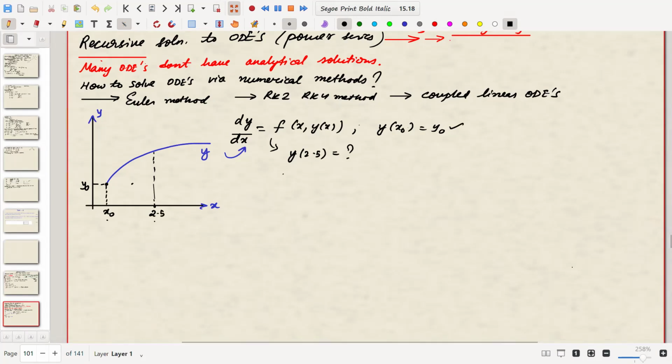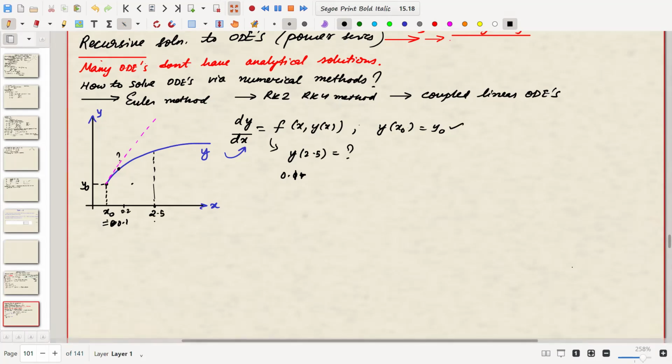So we can take a step size, say 0.1. Then your idea should be how can I compute at 0.2, with a step size of 0.1? How much value will I have at 0.2? Can I find that value? So as a numerical method, what you should do is approximate. How can you approximate? Draw a tangent. If you draw a tangent, this is the tangent.